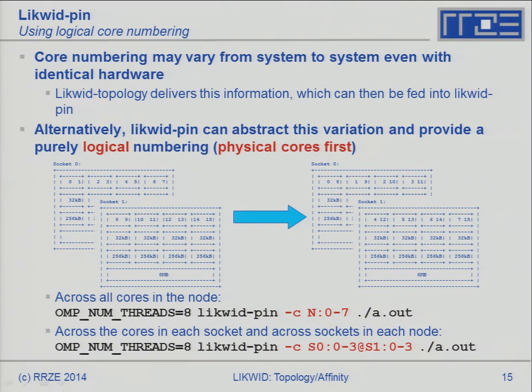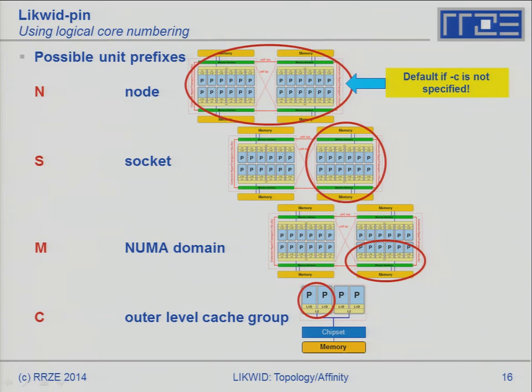I can also use other prefixes, for example, 4 threads left, 4 threads right. Here, S0:0-3 means first 4 physical cores on the left socket, and the at sign is a delimiter, and S1:0-3 addresses the first 4 physical cores on the right socket. Now, depending on the topology, you could have different prefixes. So N means node, S with a number means socket, number 0 or 1 or more. There are actually 4 prefixes you can use in the current version of LIKWID.